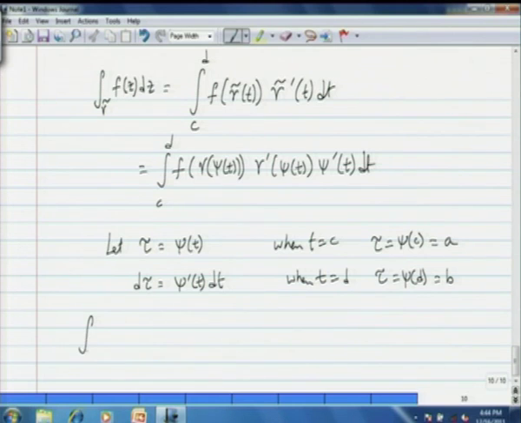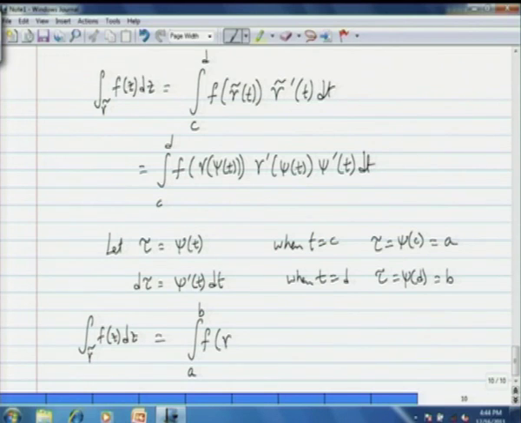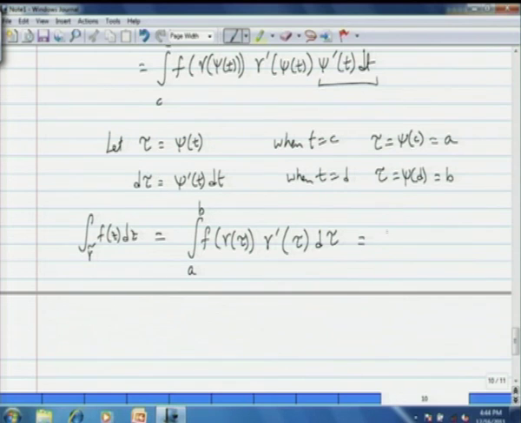Then the contour integration over gamma tilde of f of z dz will equal, with this substitution, the integration from a to b. Now, we will write everything in terms of tau. So, you get f of gamma of tau, because psi of t is tau now, and then gamma prime of tau, and psi prime of t dt is your d tau. And this now exactly looks like the contour integration over gamma of f of z dz. And that proves that these two integrals are one and the same.